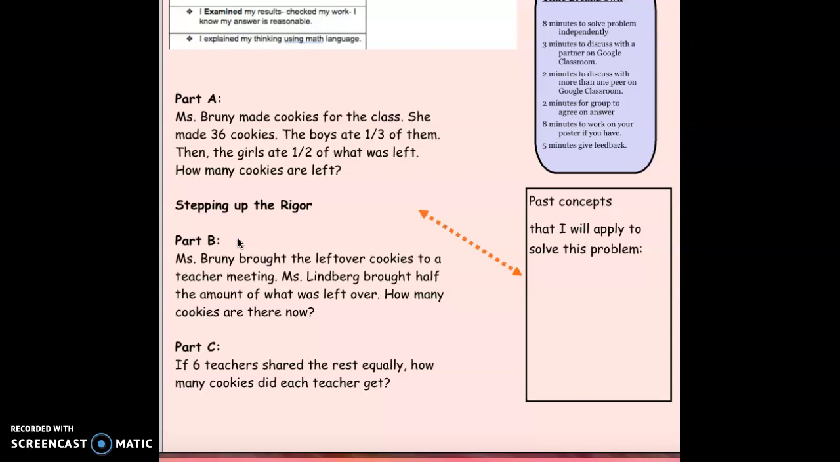So what I want you to do now is pause the video and think about some past concepts that you have learned that will help you solve this problem. So pause the video now and then jot it down.